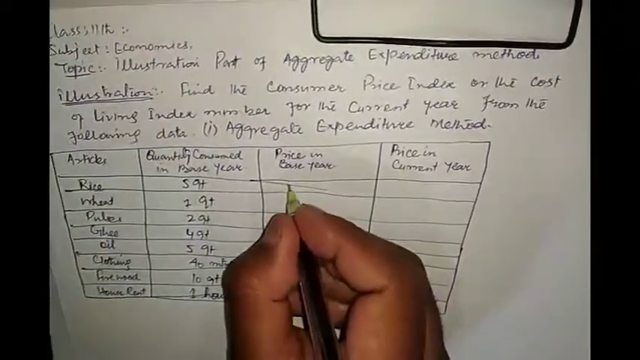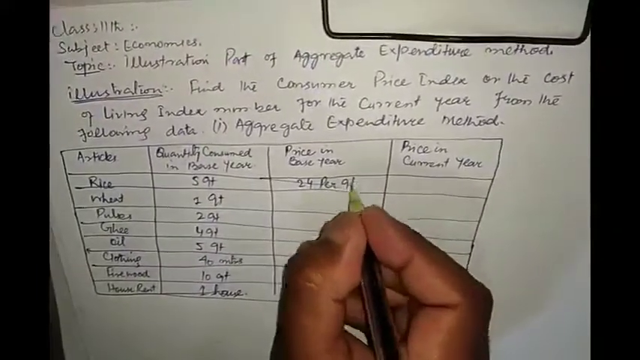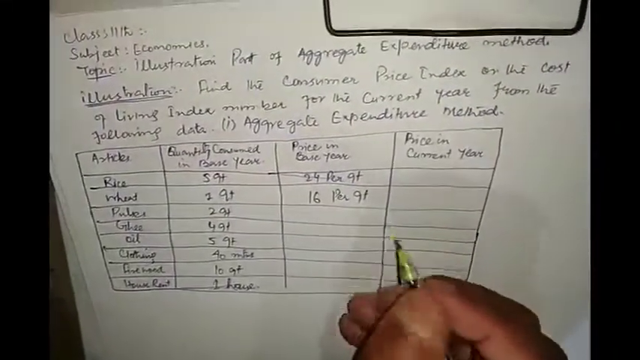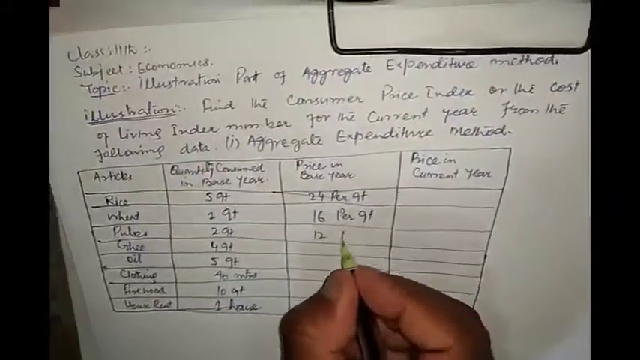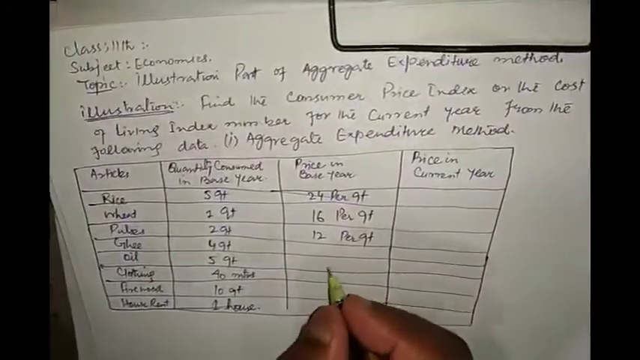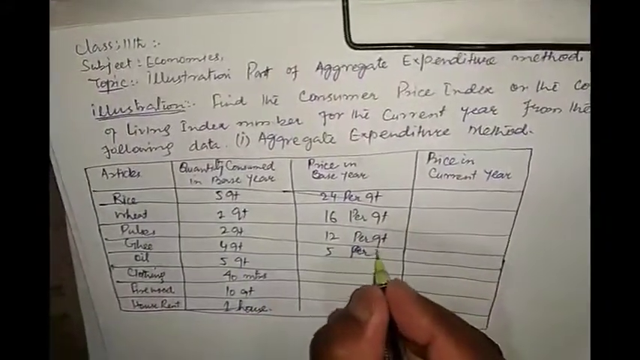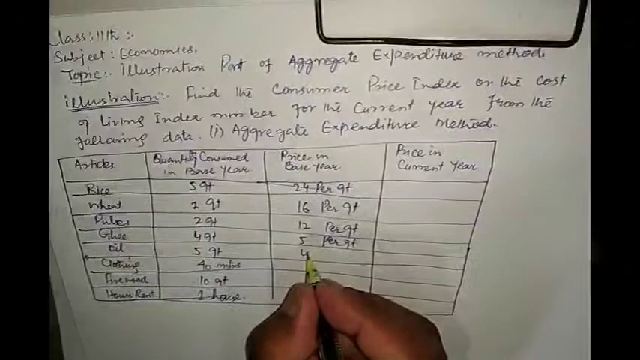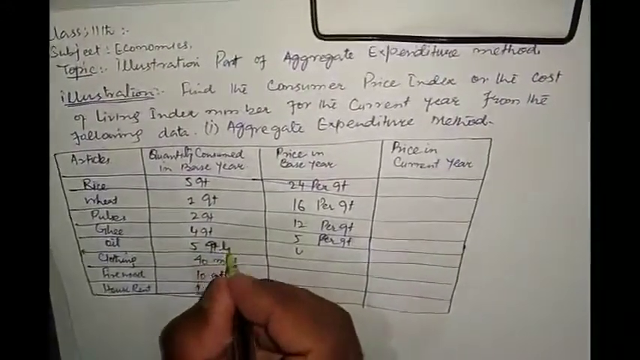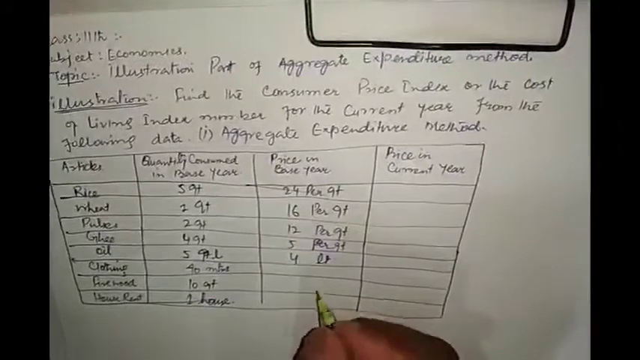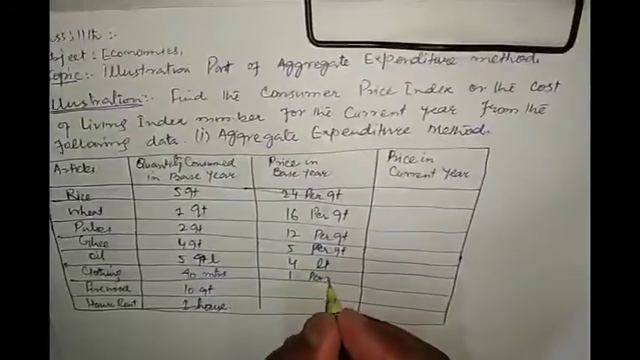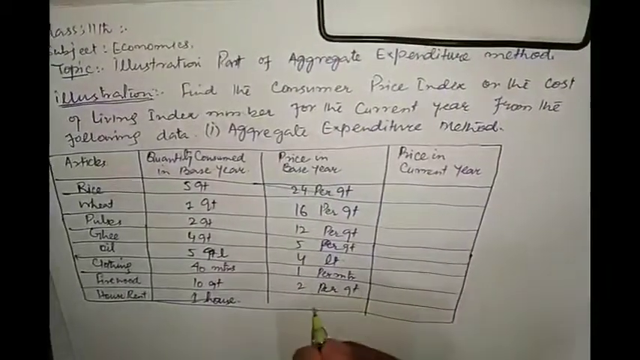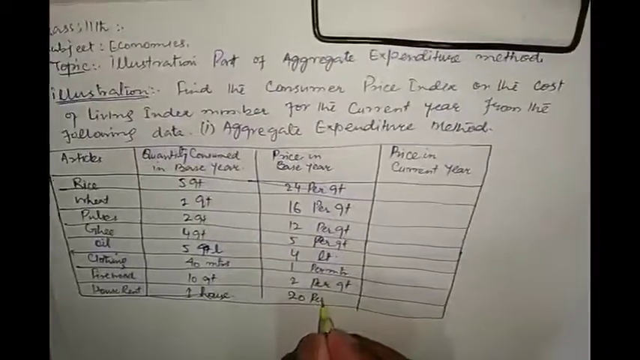जो प्राइस है वो है 24 पर क्विंटल, 16 पर क्विंटल, 12 पर क्विंटल, 5 पर क्विंटल, 4 लीटर, 1 per meter, 2 per quintal, 20 per house.